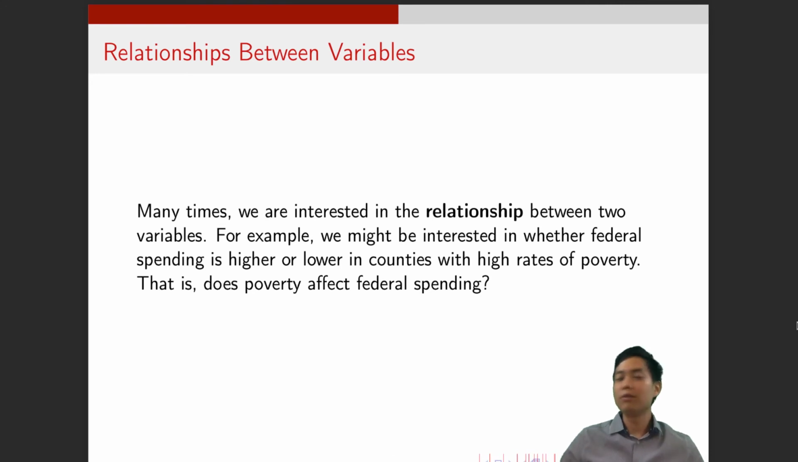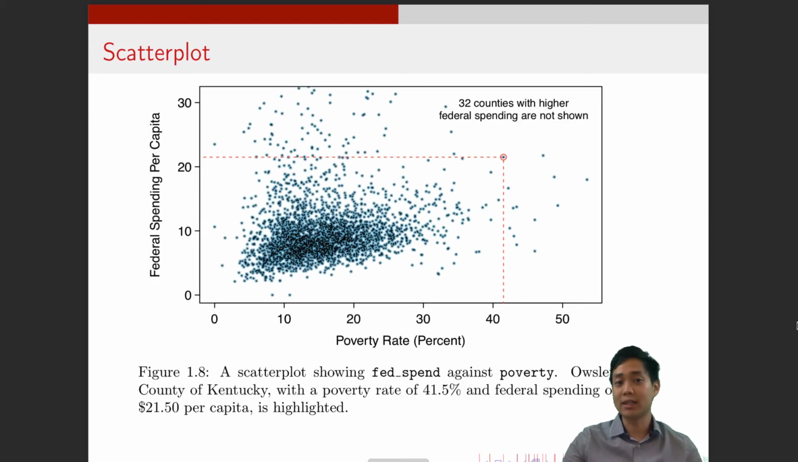Right, so we've talked about these individual variables, but a lot of times what we want to do is look at the relationship between variables. And so, we might be interested in whether federal spending is higher or lower in counties with high rates of poverty. So does one affect the other? And we can do that in many ways, and depending on the type of variable it is, we're going to be using different visualizations, different measures. But this is one example.